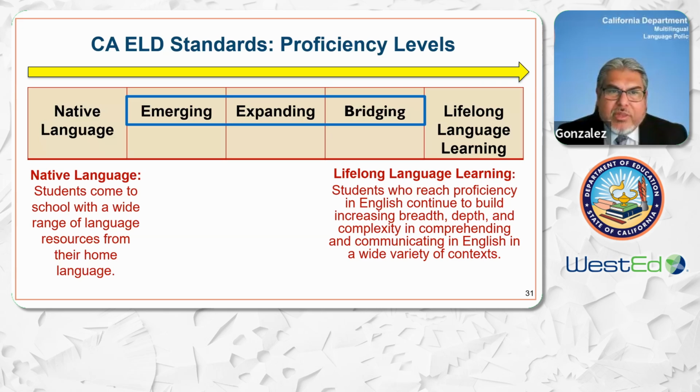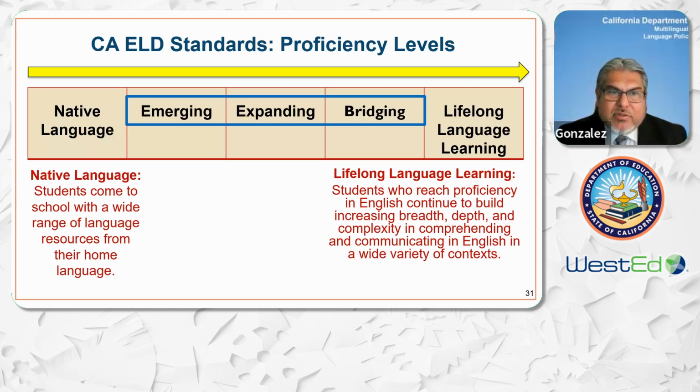Students come to school with a wide range of language resources from their home or native language. When EL students reach proficiency in English, they should continue to build increasing breadth, depth, and complexity in comprehending and communicating in English in a wide variety of contexts and be lifelong language learners.